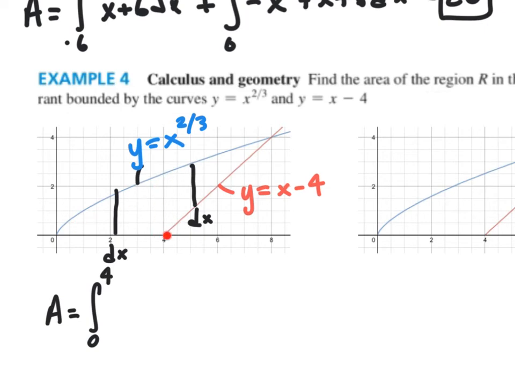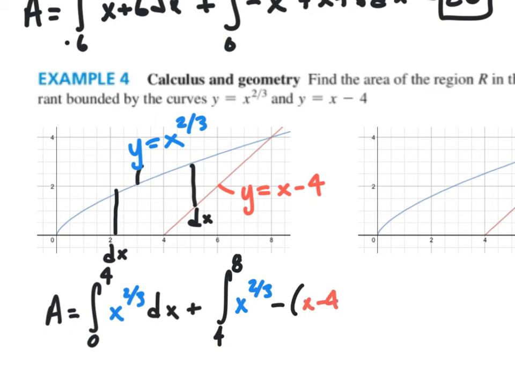At 4 things change and I have a different slice. So that's just the area under x to the 2/3 power. I'm going to write that as x to the 2/3 power and then dx. Then I'm going to add the other area to that, from 4 to 8. So I have the integral from 4 to 8 of my top function, which is x to the 2/3, minus my bottom function, which is x minus 4, and then dx.